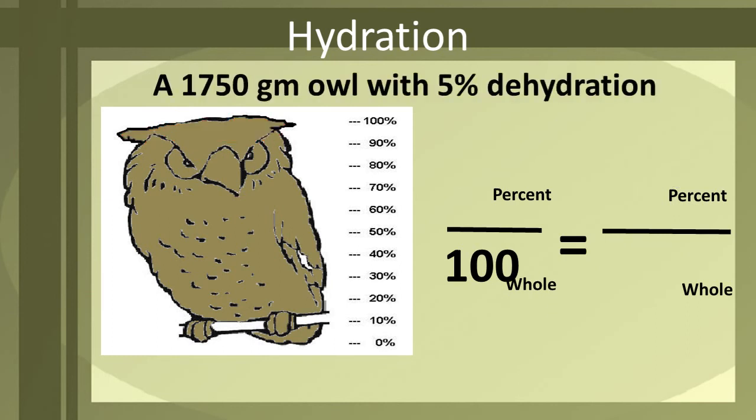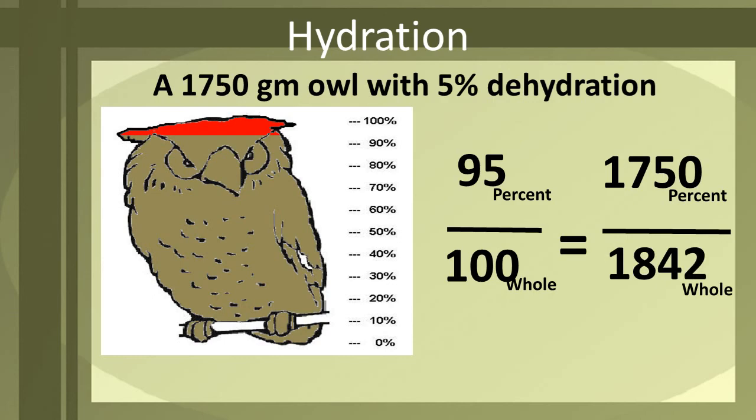We have an owl with 5% dehydration, and it currently weighs 1,750 grams. So what number do we put on top? Well, if it lost 5% of its weight, then 95% is left. Where do we put the 1,750? It goes on top. Because it's not the whole, it's a percentage of what the whole would be, which is what his normal weight would be. Now cross multiply and get your answer.